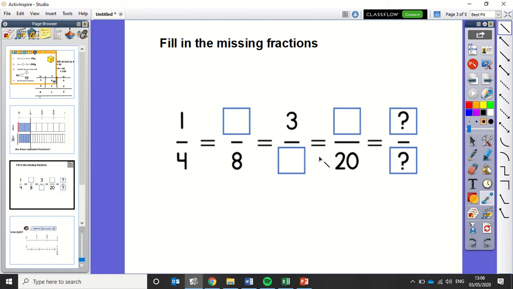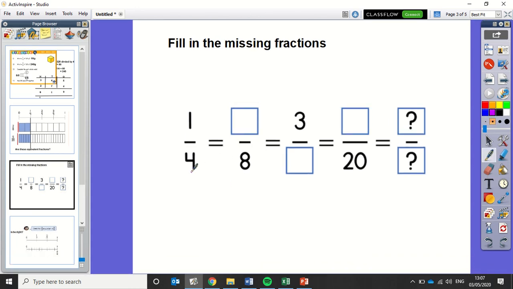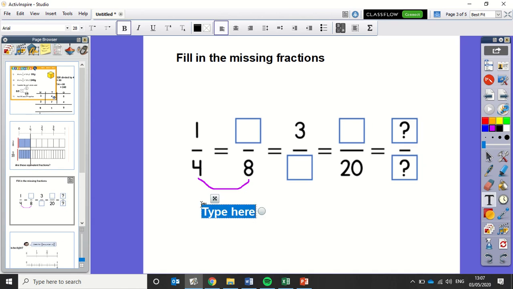This one here says, fill in the missing fractions. So I've got a quarter, something over 8, 3 somethings, something over 20, and then a mystery box. So, first of all, how do I get from a quarter to something eighths? Well, I've times my denominator by 2.